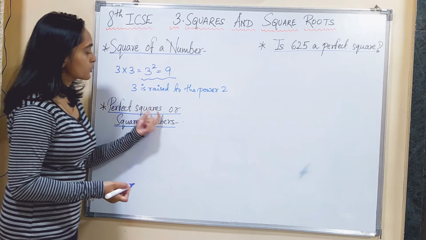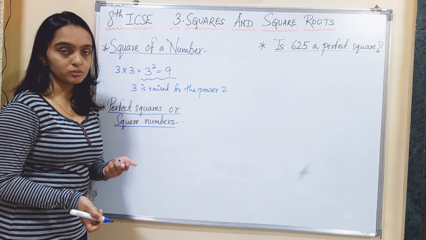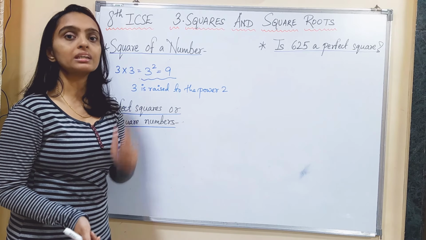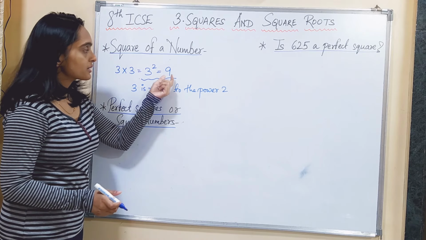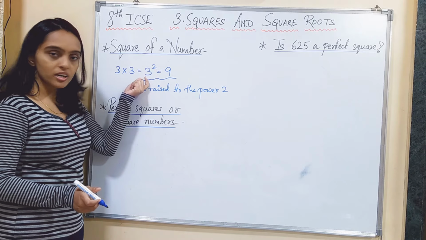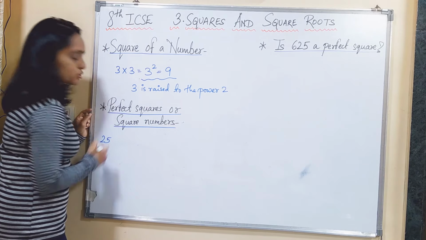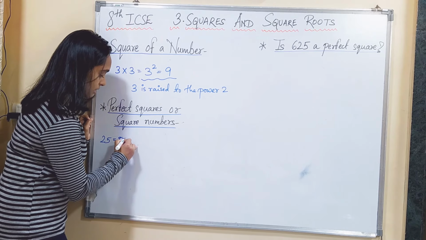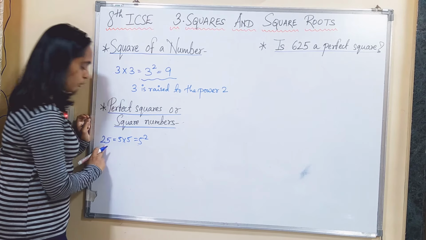Now, what are perfect squares or square numbers? If any rational number is a square of any natural number, then it is said to be a perfect square. For example, 9 is a perfect square because 9 is the square of 3. For example, 25 is a perfect square because 5 times 5 is 25, that is, 5 squared is 25.